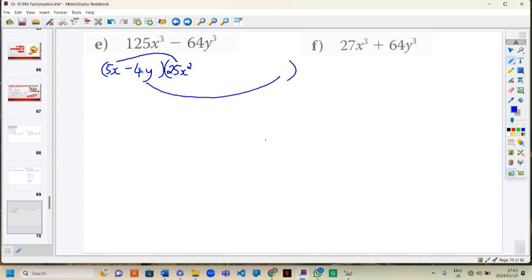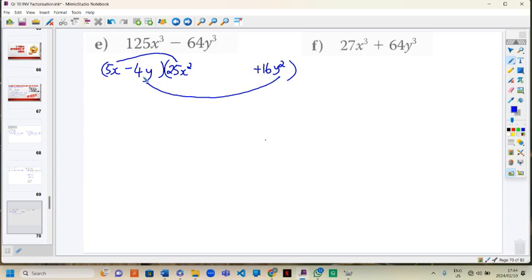What times negative 4 is going to give me negative 64? Good. Positive 16. What times y is going to give me y cubed? Y squared. Very good.